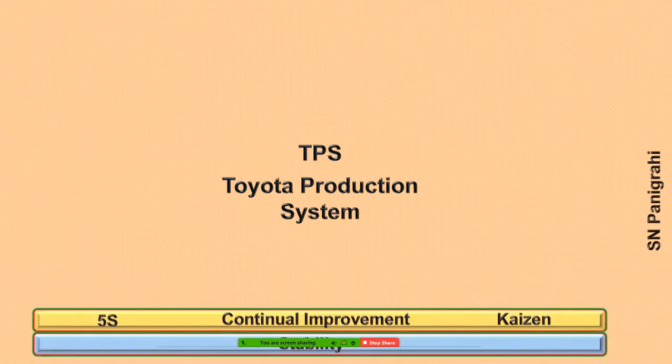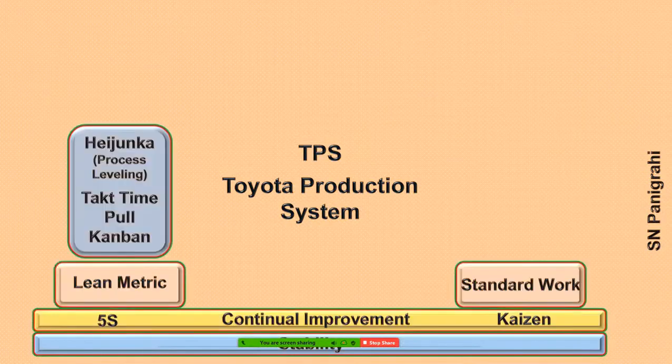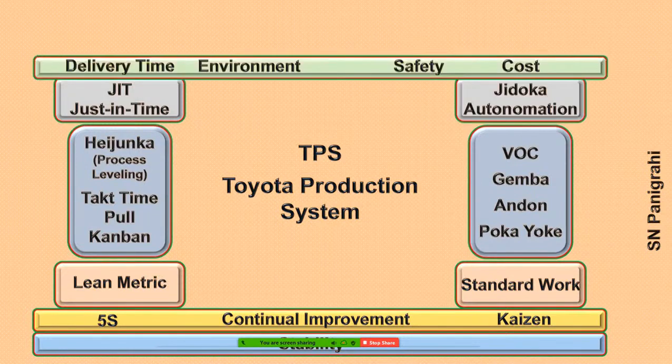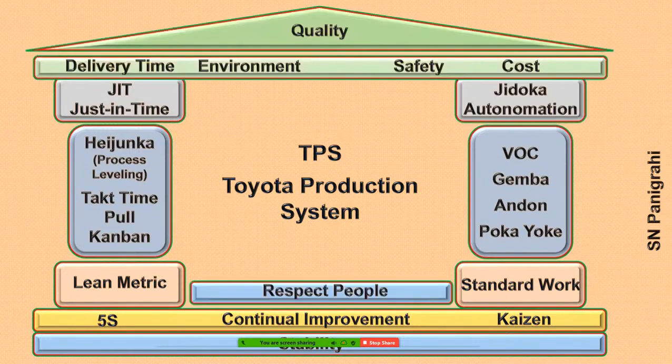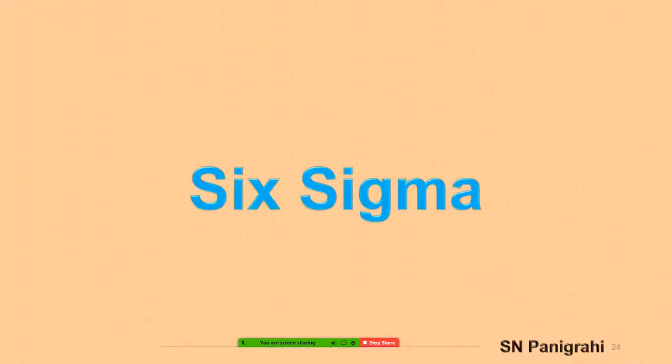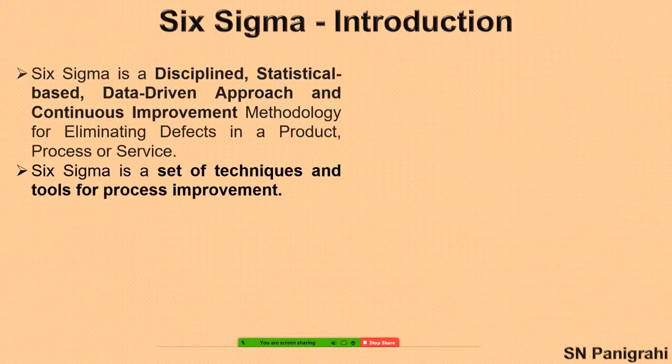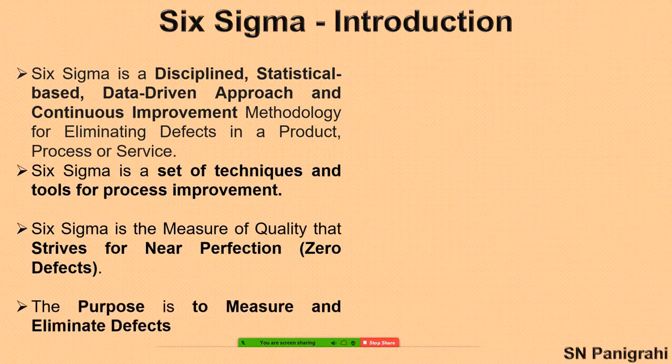We have already discussed that this is the Toyota system concept. Lean is basically from Toyota. So these are the various tools and techniques used in the lean concept. Now we'll move to Six Sigma. Six Sigma, as I told you, is basically a Motorola concept. It emerged at Motorola in the 1980s.